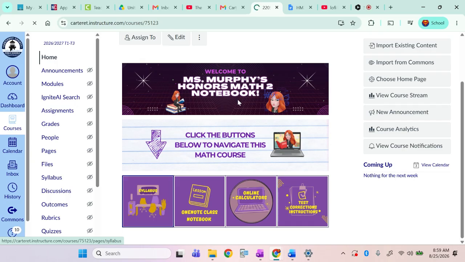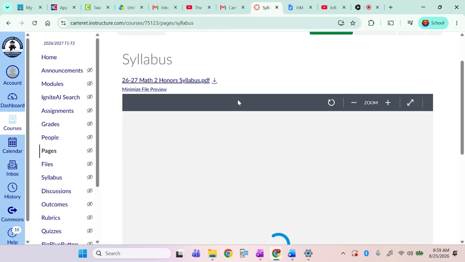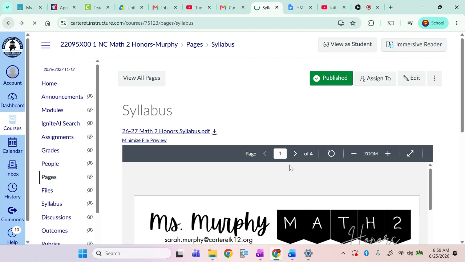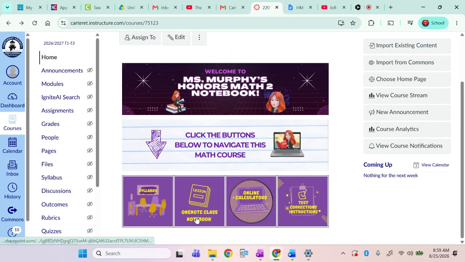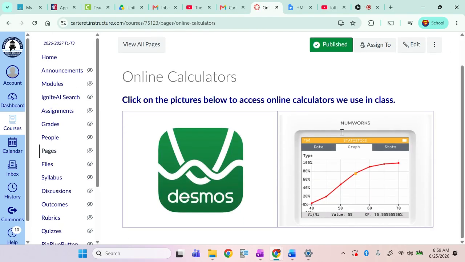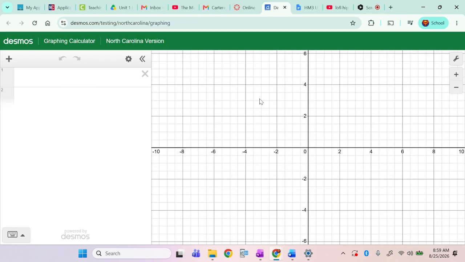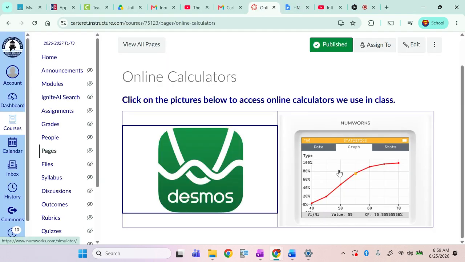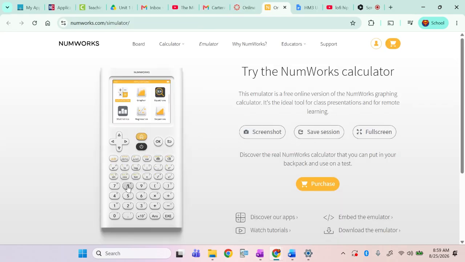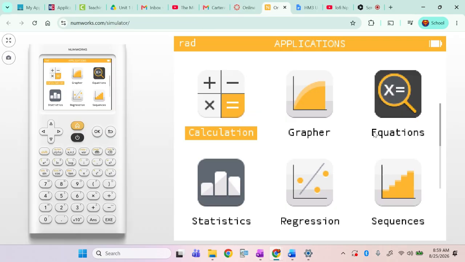So, syllabus, if you want to review the syllabus that we did yesterday, it's there. Come back to this one in a second. Online calculators. So, I went ahead and linked both the North Carolina Desmos as well as the NumWorks simulator. If you want to use either one of those at any point in time, it's fine. Desmos, obviously, is the North Carolina testing version. And then the NumWorks emulator, it's free. You can use it at any time.